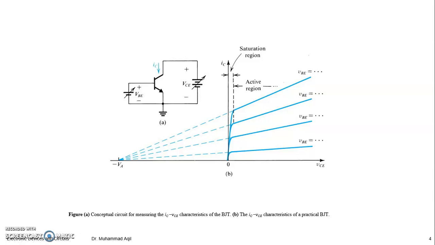The common collector characteristics are not part of your syllabus, but just let me introduce you for your future use, if any, that here you would have VEC and here you would have IC. Then these characteristic curves will be just the reflection in the second quadrant, right? Having the same magnitude as soon as you keep the same VBEs, right?